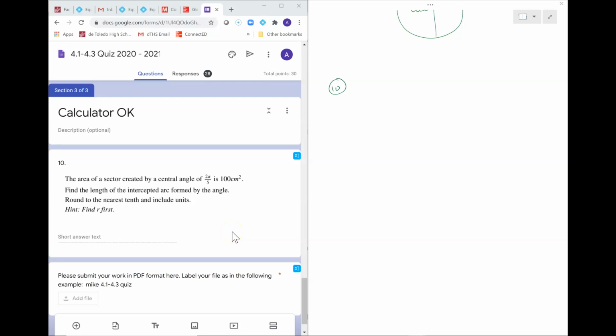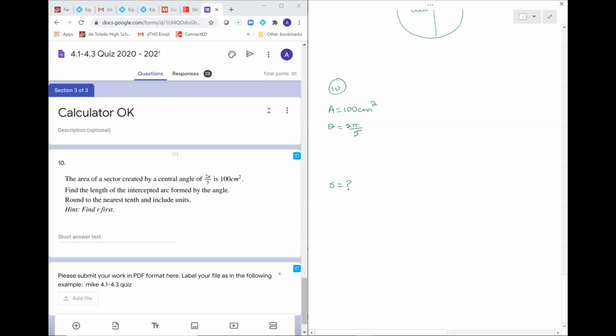Hey guys, so for this one, what we're asked is this. The area of a sector created by a central angle of 2 pi over 5 is 100 centimeters squared. So we are given that the area of a sector is 100 centimeters squared, and that's created by an angle of 2 pi over 5. And we're lucky here because our angle is given in radians. Otherwise, we would have had to convert to radians. And now it says find the length of the intercepted arc formed by the angle. We're looking for the length of the intercepted arc, which is S.